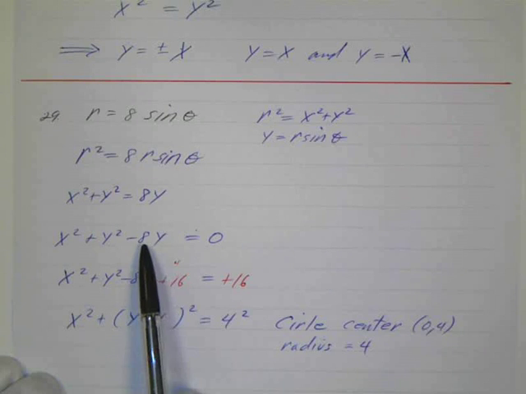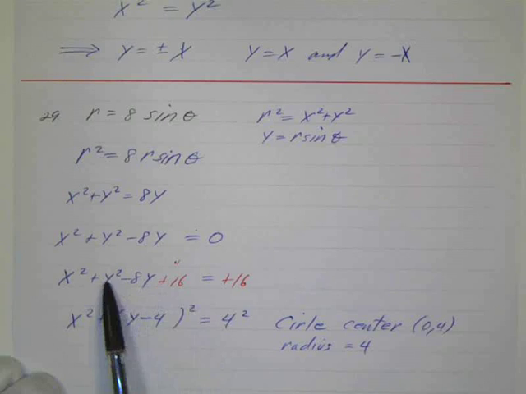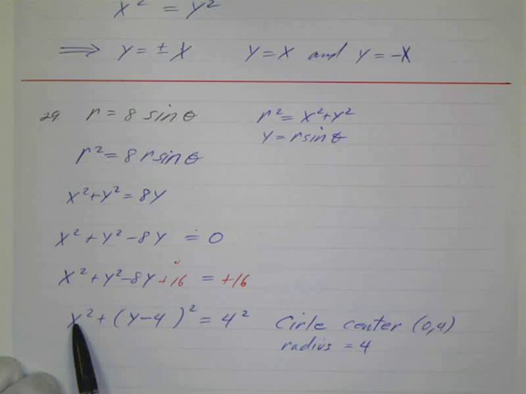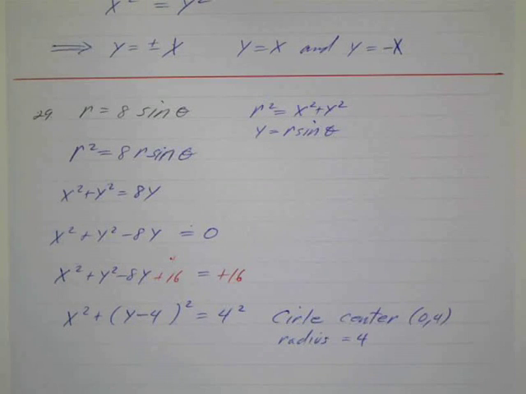And then we can subtract 8y from both sides. We can add 16 to both sides, and we'll get a complete square. So now we have this in the form of a circle: x squared plus (y minus 4) squared equals 4 squared, and that's a circle. The center is at (0, 4), and the radius is 4. So that's what we've got. Those aren't too bad.